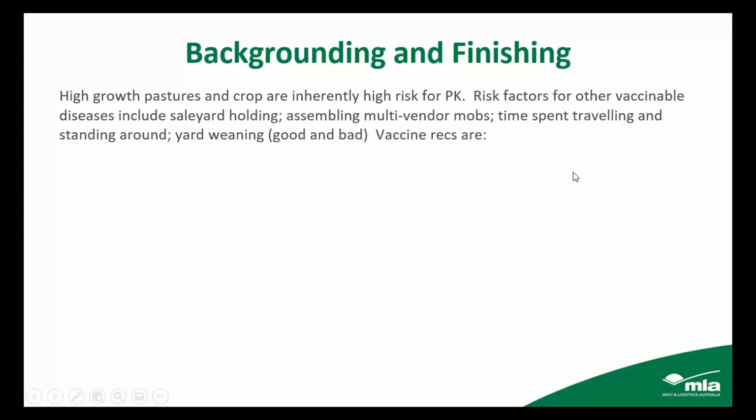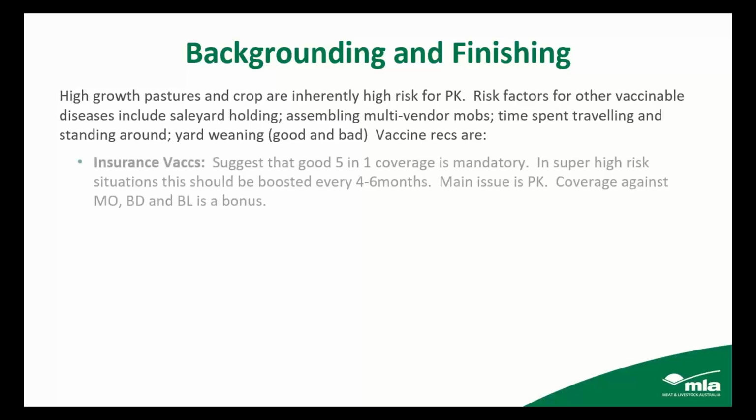So here are the sort of recs that I'd be routinely running with my clients, and we do have quite a few people that buy and assemble mobs of calves and then grow them out either for the slaughter weight or at least for the feedlot. So the insurance vax, 5 in 1. Main issue is going to be pulpy kidney. There's a possibility, because of handling and jostling and everything like that, of things like blackleg, maybe malignant edema, but yeah, pulpy kidney is the big one.